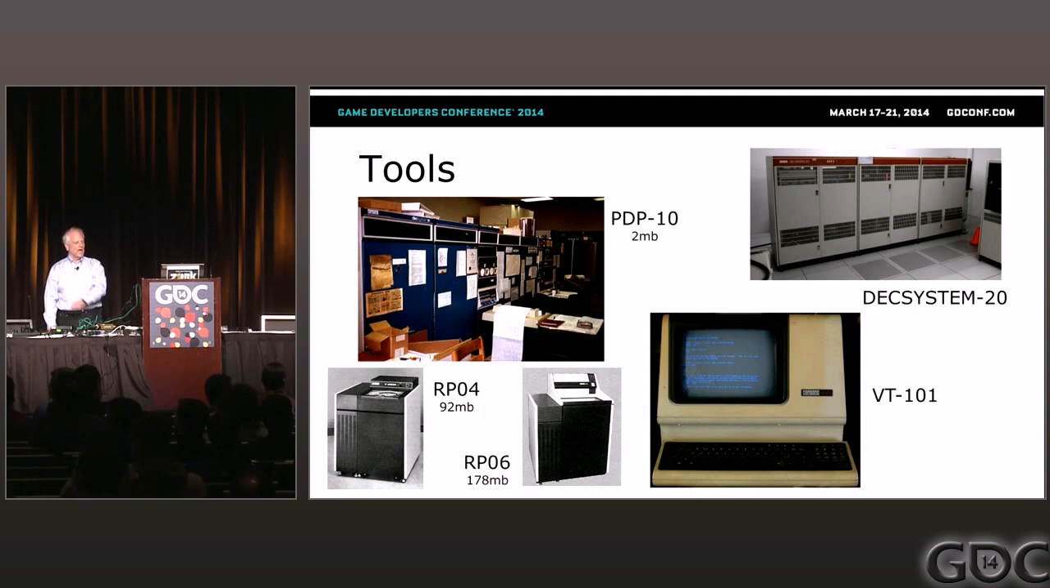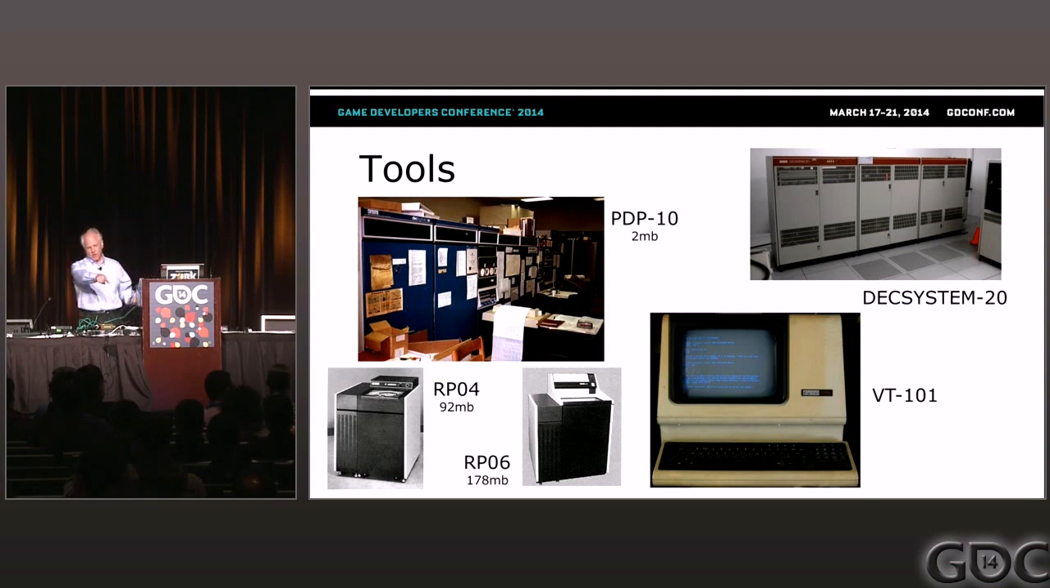Now, those are the tools we had. A couple of mainframes. We had a PDP-10. That actually is the PDP-10 that was at Stanford back then. And it was enormous. It had 2 megabytes of memory. And disk space, huge amounts of disk space. I think we had either 3 or 4 RP04s with 92 megabytes each, and 1 or 2 RP06s with 178 megabytes. We had acres of computing.